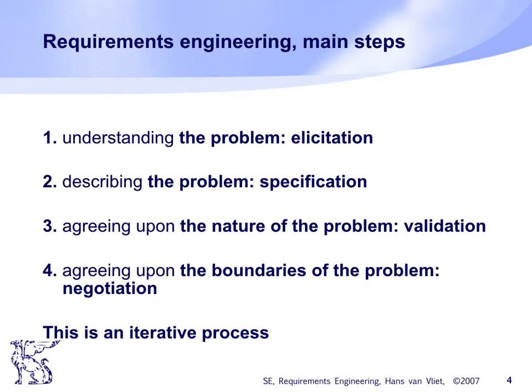And the next step is requirement validation and verification. Once the problem is described, the different parties involved have to agree upon the nature of the problem. So we have to ascertain that the correct requirements are stated, which is called validation, and that these requirements are stated correctly, which is called verification. So that's requirement validation and verification. You have to ascertain the correct requirements are stated and the requirements are stated correctly.